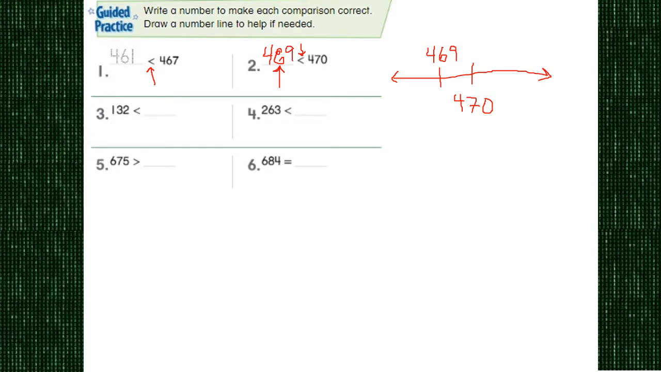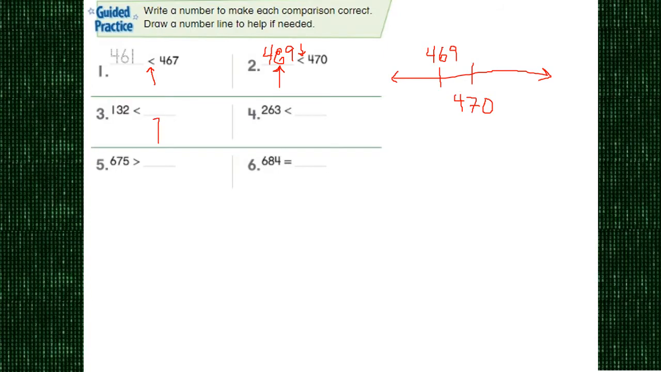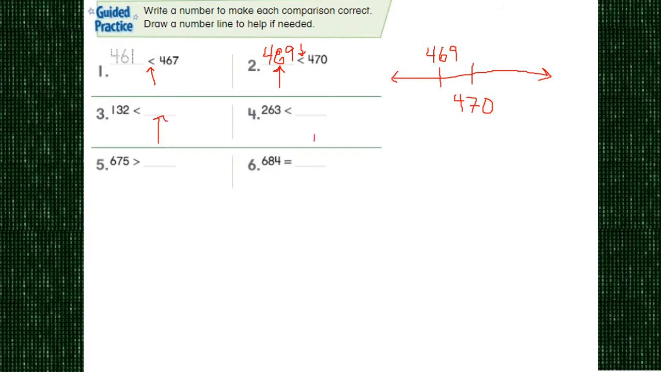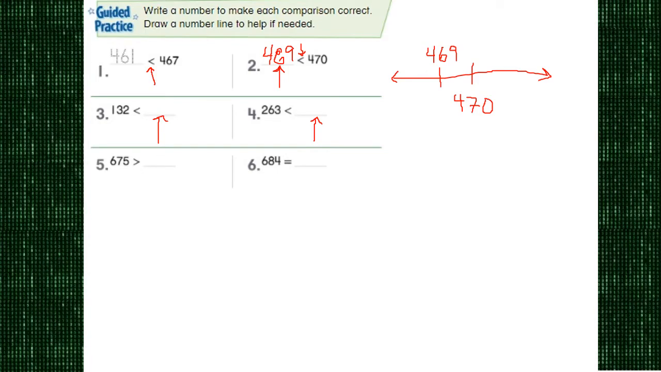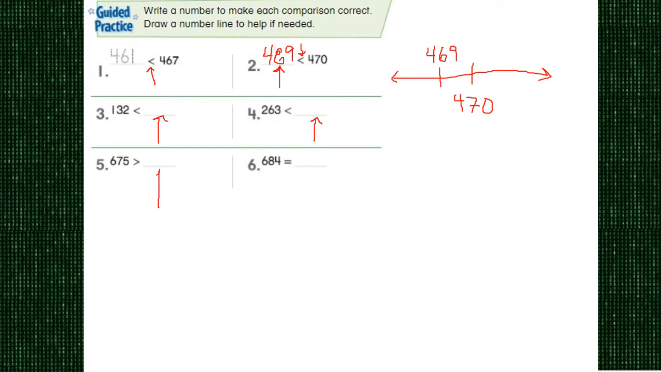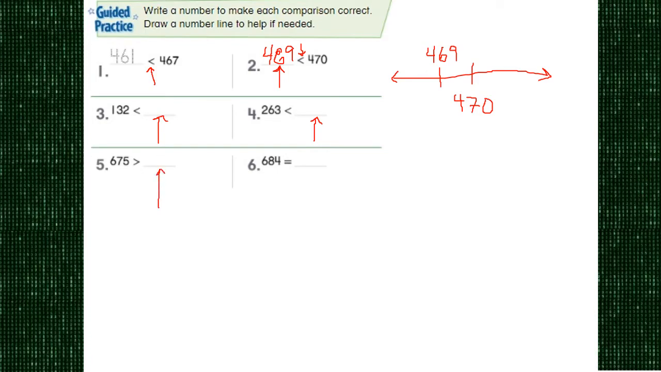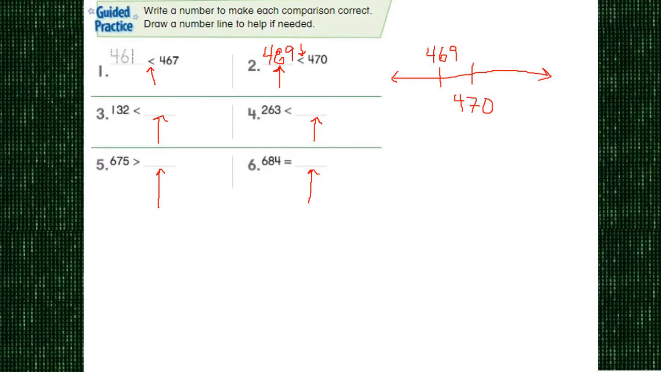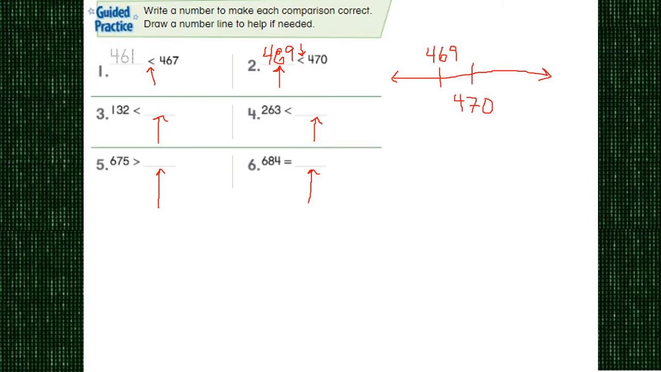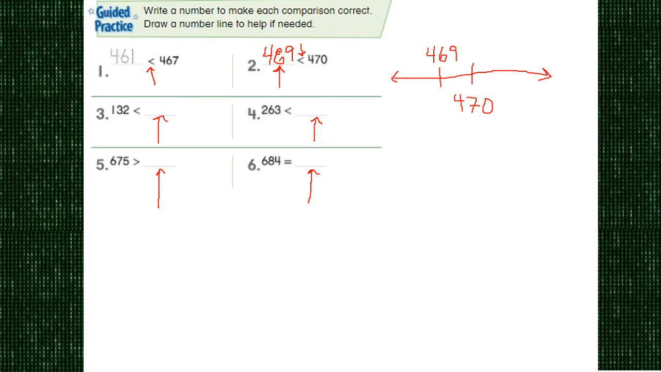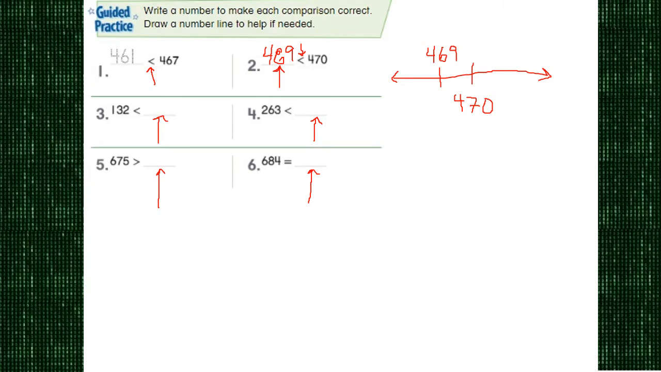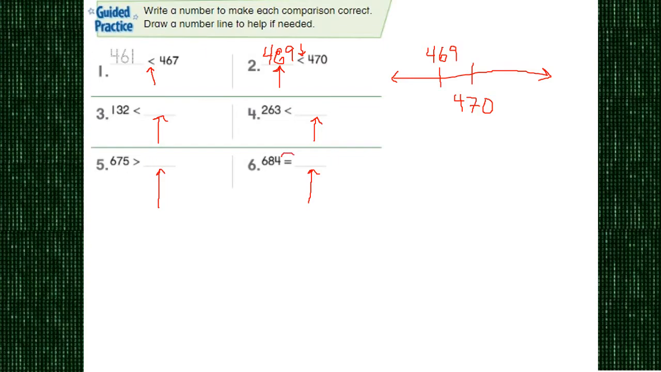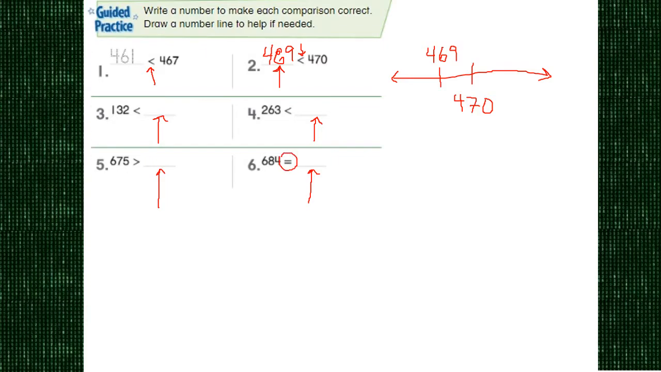So what I want you to do is choose any number you want to put here, okay? And you can use a number line. Please don't use all easy numbers like 0 and a million, okay? Just plug in a number that makes sense here. Now, be careful with number 6. Look at the sign. Number 6 says equal. Okay.